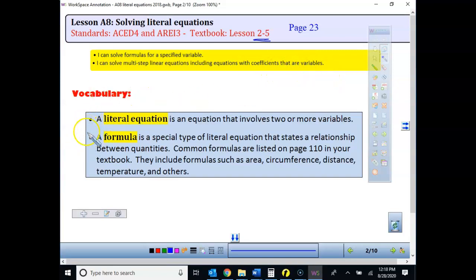So first off, what is a literal equation? A literal equation is an equation that involves two or more variables. So a formula is a special type of literal equation. It states the relationship between quantities. Common formulas are listed again in your textbook, page 110. They include formulas such as the area, circumference, distance, temperature, and other ones.